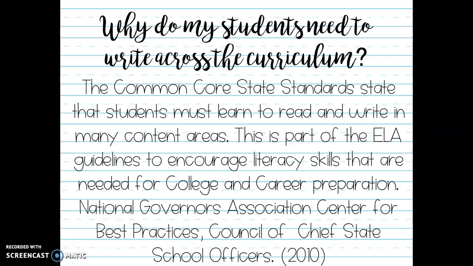Why do my students need to write across the curriculum? The Common Core standards state that students must learn to read and write in many content areas. This is part of the ELA guidelines to encourage literacy skills that are needed for college and career preparation.